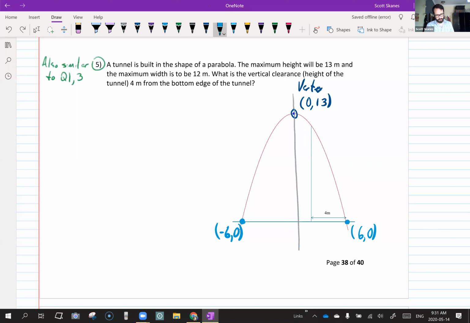The vertical clearance, sorry, what is the vertical clearance? The height of the tunnel, 4 meters from the bottom edge. So it's saying, what is this point?